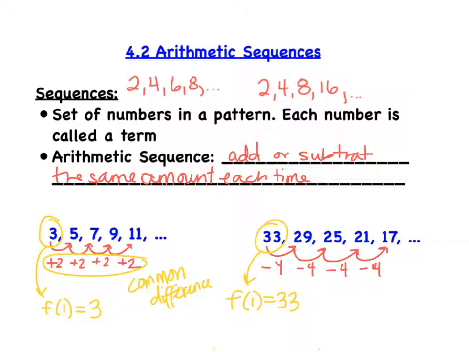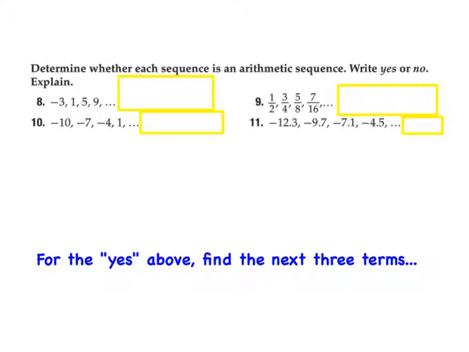All right, these two patterns are called the common difference. Here, I'll draw that in green. Common difference right here and right here. Those are the common differences. So that's what makes something arithmetic. So let's look at some examples.